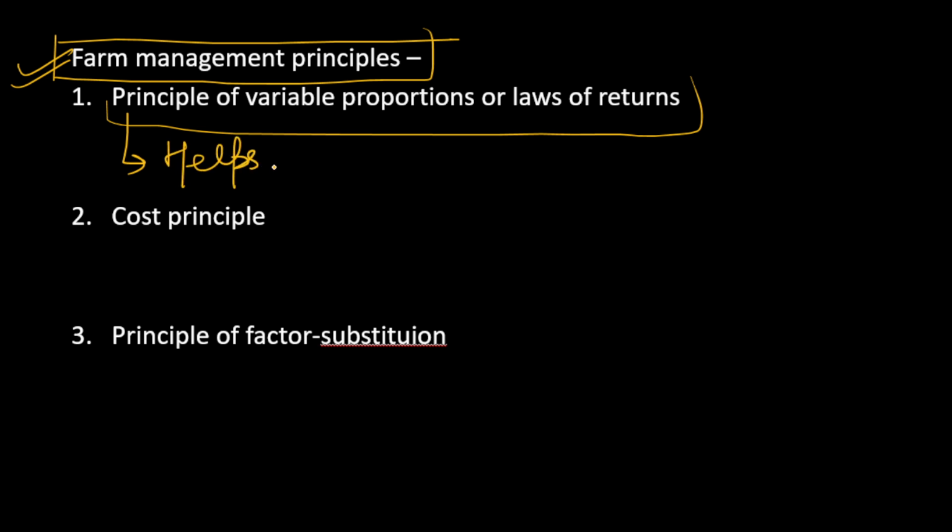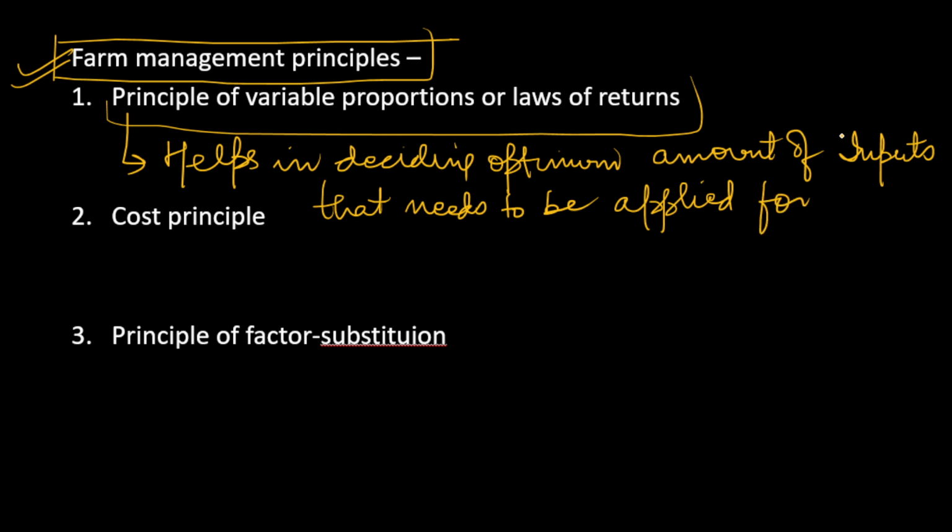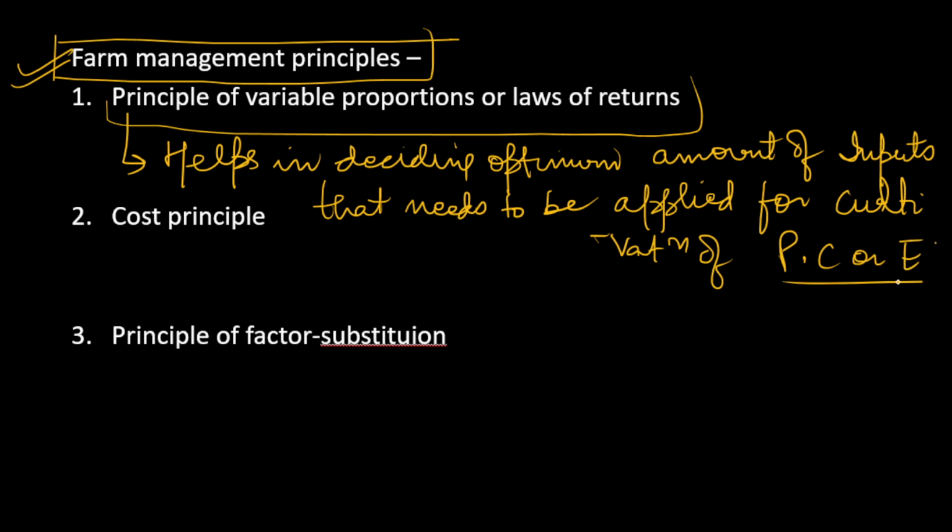for cultivation of a particular crop or enterprise. So it helps in deciding the proportion of inputs: how much input we will use, and how much return we will get from that input. All of these things are included in this principle.